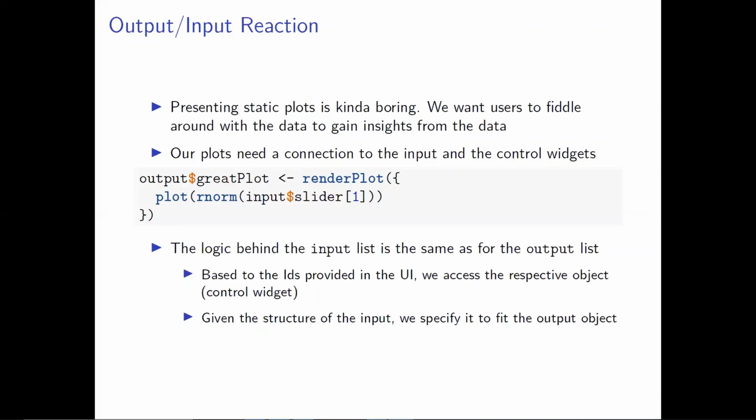Here we have this connection between input, output, and back to the input. The logic behind the input list is the same for the output list. So they are specified in the UI beforehand. In the UI, all of the IDs are pre-specified and need to find a match in the server, so in the backend. And then you specify it.